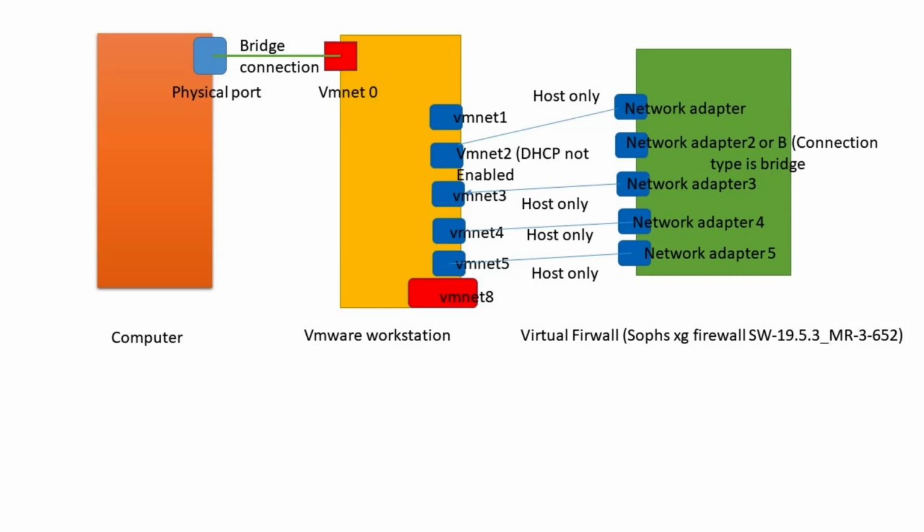Network adapter 1, which acts as port A or port 1 in the virtual firewall, is connected to host-only network VMnet2. This is the default LAN port of the firewall. Likewise, network adapter 2 is in bridge mode to provide internet access to our firewall, which is the default WAN port of the firewall. This is also known as port B or port 2 of the Sophos firewall. The rest of the ports of the firewall are connected to virtual machines through host-only mode, assigned VMnet3 host-only, VMnet4 host-only and VMnet5 host-only respectively.